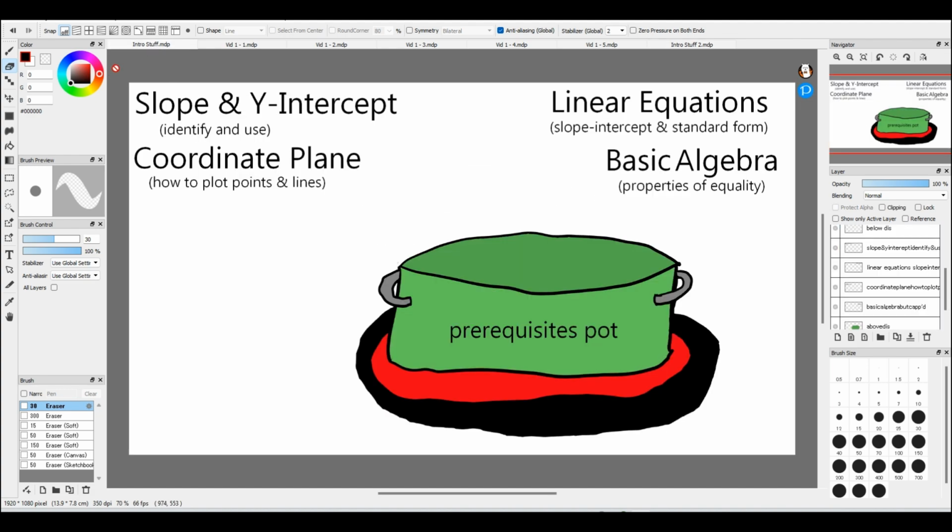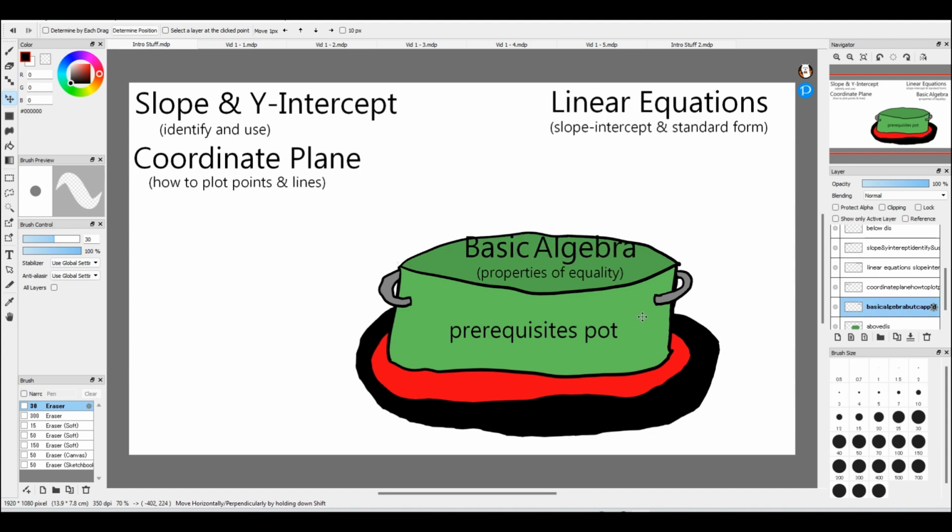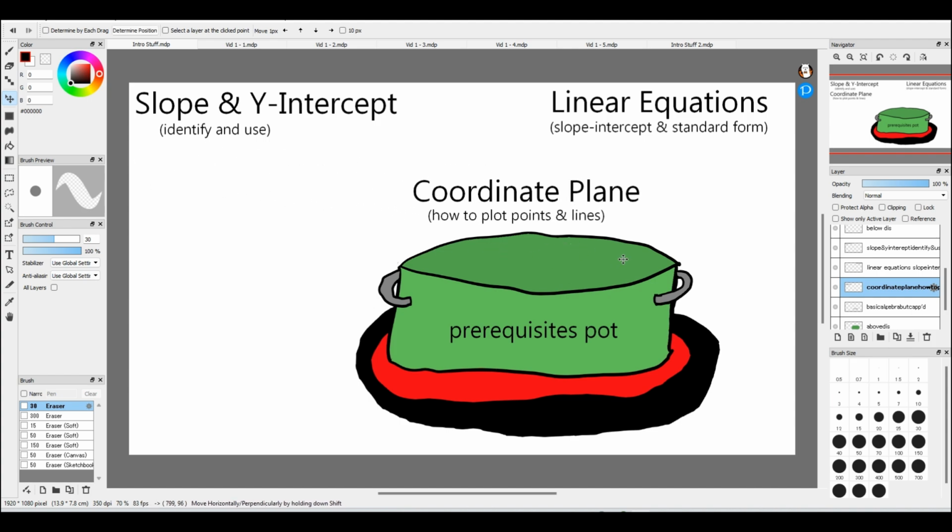Here's what you need to know beforehand. It's pretty important that you know this. First, you've got to know your basic algebra, so we put that in the bottom. And you've got to know how to plot points on the coordinate plane. I find that really important if you're going to be plotting points. Just a thought.